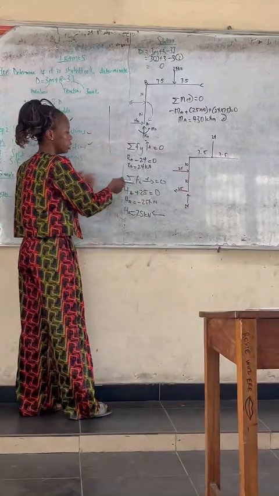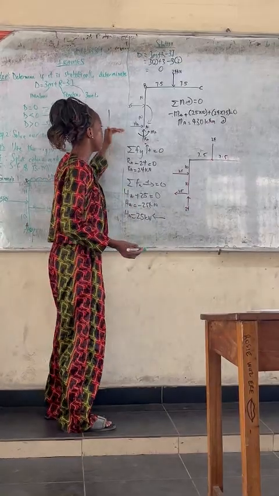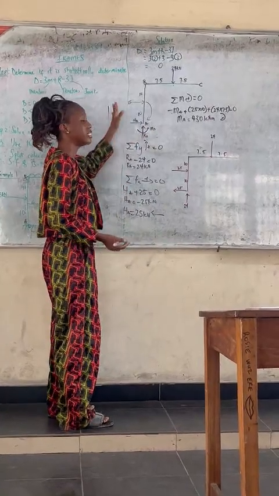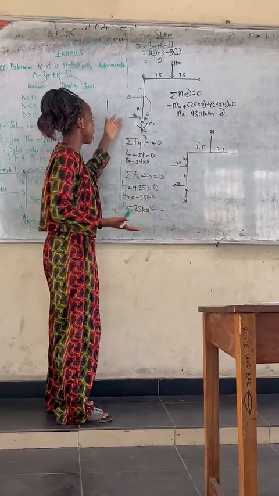Now, the next one is summation of horizontal forces. We are picking the right to be positive. So we have HA positive, from the direction we chose. We don't know if the direction we chose is actually correct or wrong. I choose HA as positive.